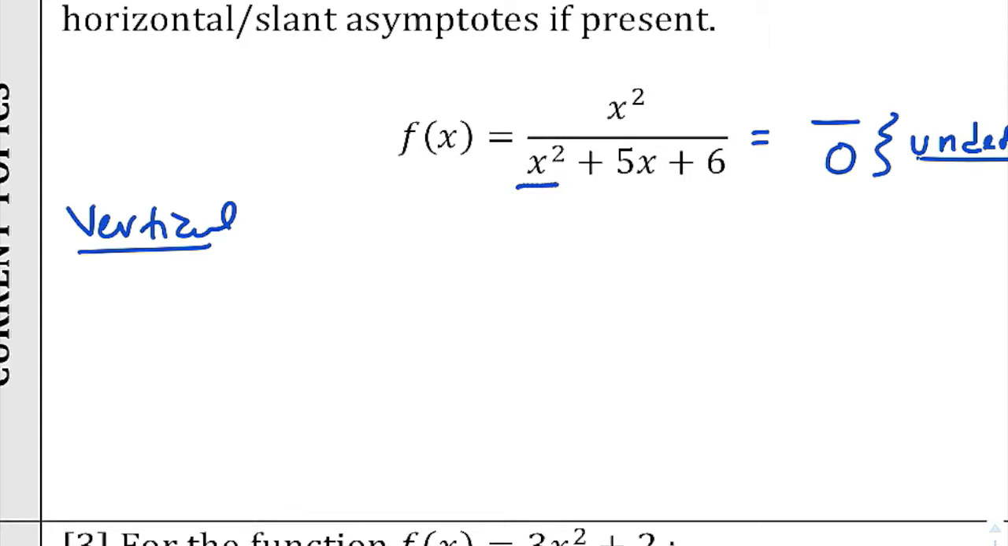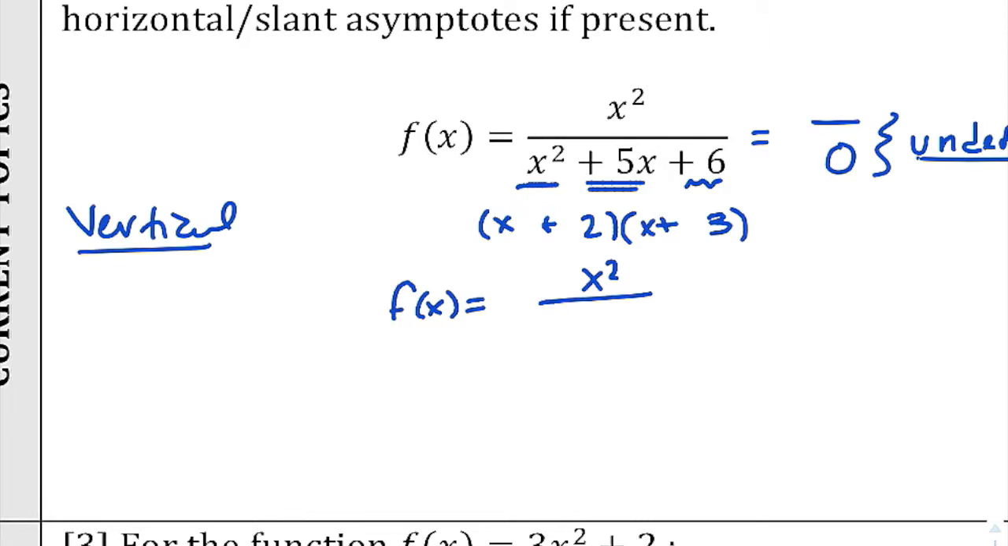Noticing it's a fully built quadratic, we can try to factor this. You could use the quadratic formula or completing the square, but this one factors quite easily. We have x and x to make our x squared. 2 and 3 make 6, and 2 plus 3 makes the plus 5 in the middle. So if we look at our f of x function, x squared divided by (x plus 2)(x plus 3), we can see that the zeros will be x equals -2 and x equals -3.